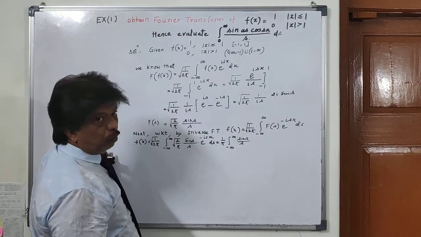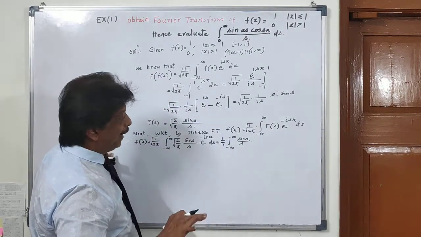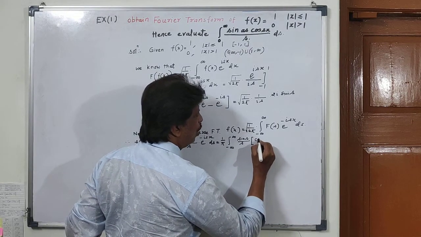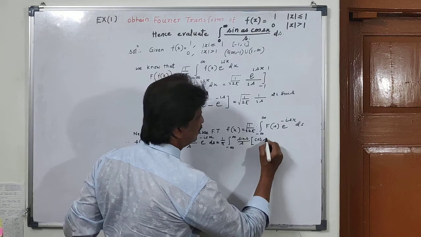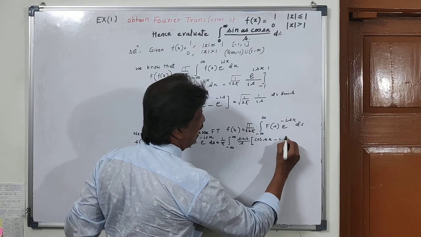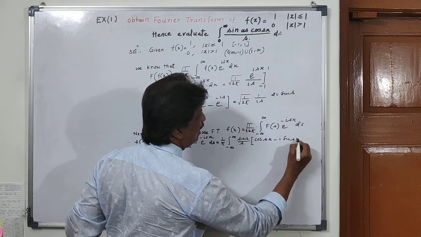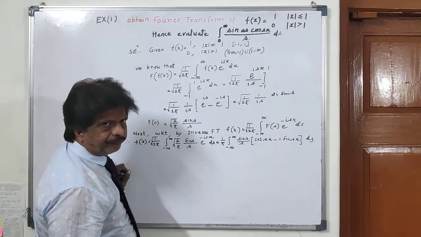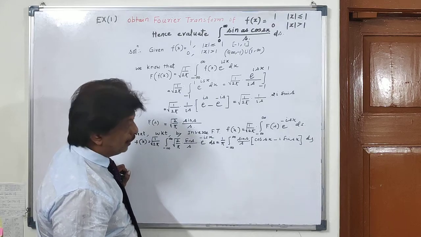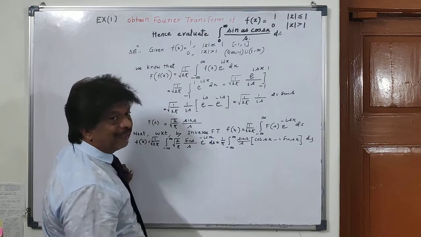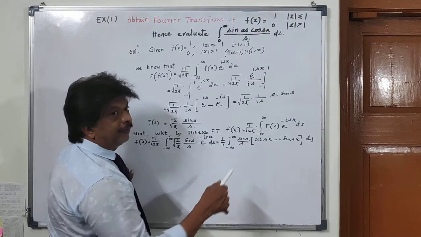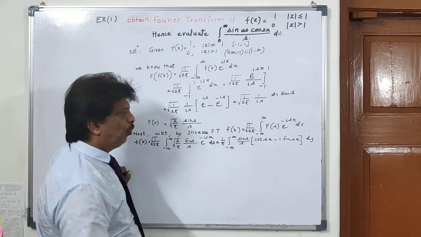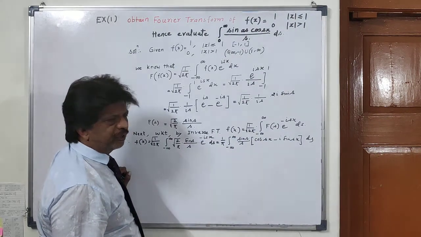into e raised to power minus isx को मैं ऐसा सब्स्टिट्यूट कर दूं, कॉस ऑफ एस एक्स माइनस आई टाइम्स साइन एस एक्स और फिर ये ds. नोट दिस स्टेप, e रेज टू पावर माइनस आई एस एक्स की वैल्यू क्या होती है, e रेज टू पावर माइनस आई थीटा की वैल्यू कॉस थीटा माइनस आई साइन थीटा. वो फॉर्मूला यूलर्स फॉर्मूला मैंने यूज किया हूं.